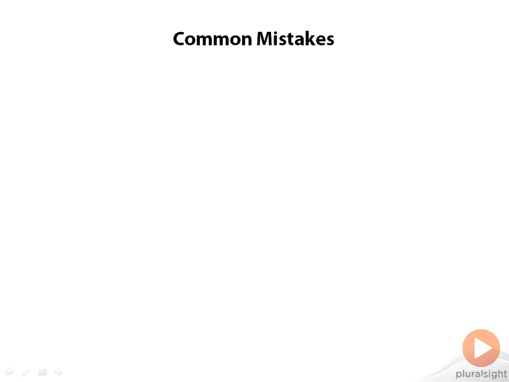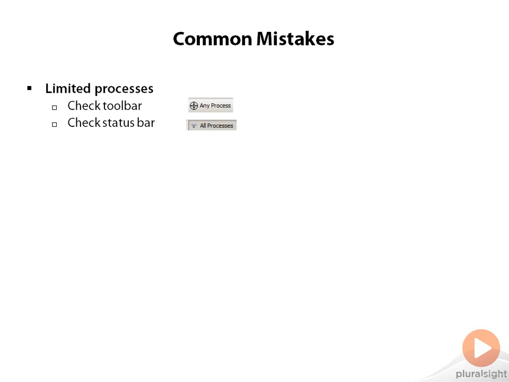Next, we'll talk about some common mistakes when you're using Fiddler. One of them is you set up your tracing, you think everything is fine, but you don't see anything being captured. The problem might be that you had limited which processes you were monitoring before, so you can check both the toolbar and the status bar to make sure that they say any process and not a specific process, otherwise the capture will not occur.